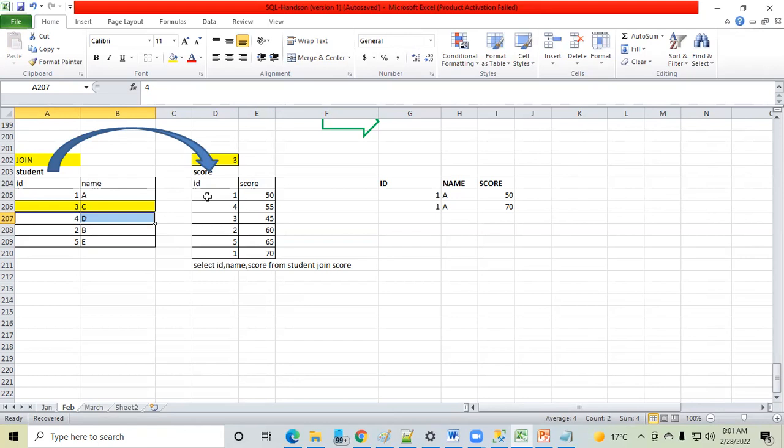Is 3 equal to 1? No. Is 3 equal to 4? Still no. Is 3 equal to 3? Yes, sir. This is equal to 3. It will take a pause here. Now, what do you want? ID. It will copy the ID from here. The user is looking for ID. Paste it here. Okay. The user is looking for name. Name is present here, and this record is under operation. Take it from here. Okay. The user is looking for a score. The score is 45. Is it clear?